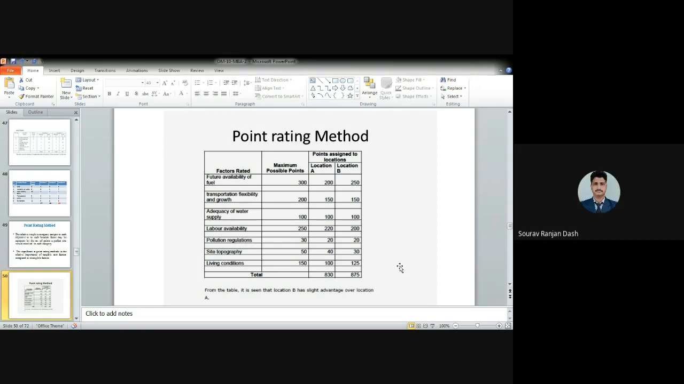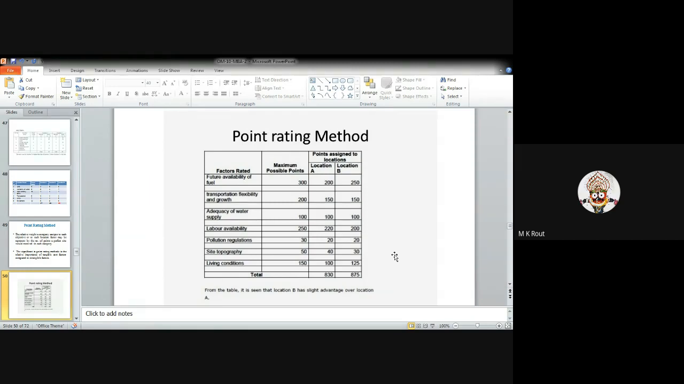And location B, sir. Location B, exactly. That contains the highest number of points under the point rating method. Sir, yes. In the case of point rating and factor rating, the only difference is that there we are multiplying and here we are simply adding. Yes, yes, that's all.